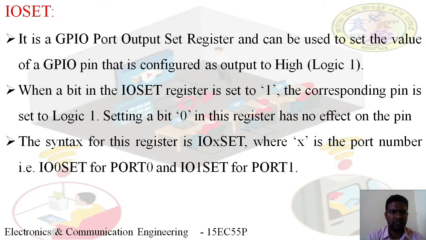Now we shall study one more register, that is IOSET. It is a GPIO port output set register and can be used to set the value of a GPIO pin that is configured as output to high, logic 1. When a bit in the IOSET register is set to 1, the corresponding pin is set to logic 1. Setting a bit to 0 in this register has no effect on the pin.